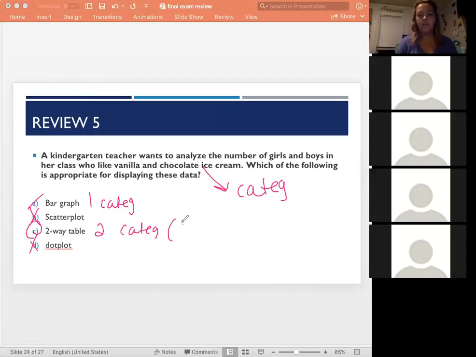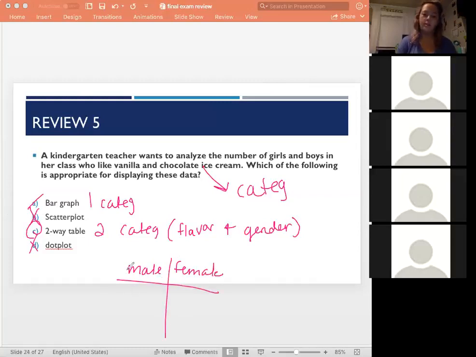So here we have the flavor, and then also the gender. So that's why it's going to be two, and why you want to use a two-way table. It would look something like male, female, and then I guess boys, girls, whatever. And then you want to go like chocolate, vanilla, and then boom, you'd have your totals. So two-way table. Good job.